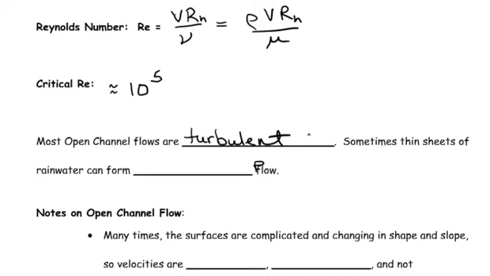And that's because most of your open channel flows are big flows, right? Big drainage ditches or rivers or what have you. So big means turbulent, okay? Fast means turbulent. Sometimes you can have thin sheets of rainwater that might be laminar, but usually we're talking turbulent. All right.